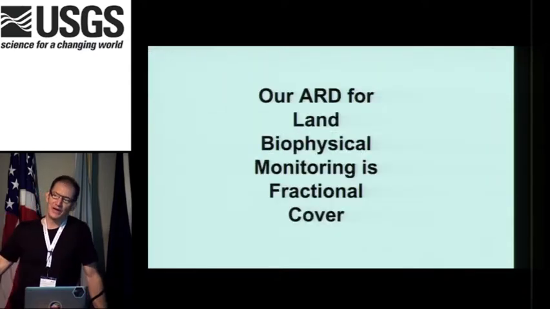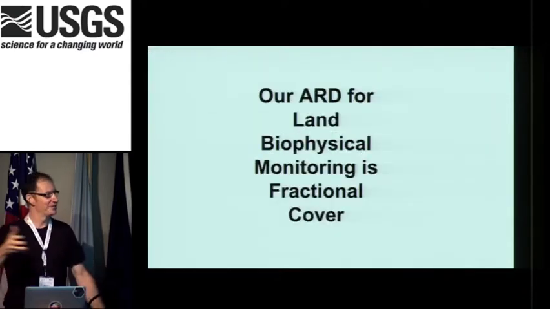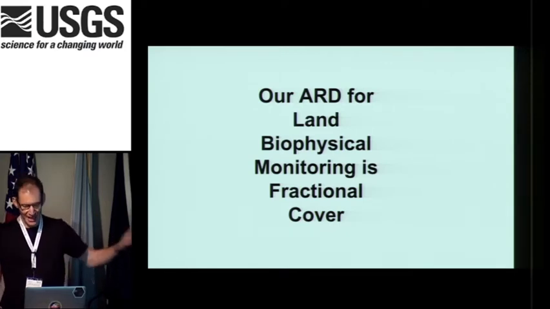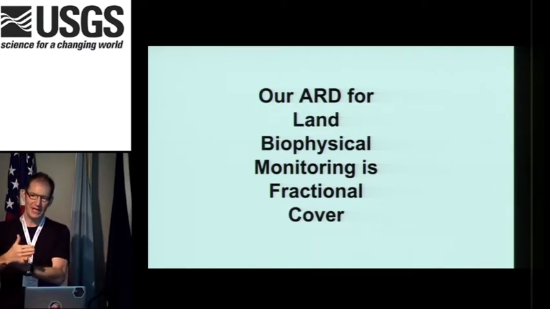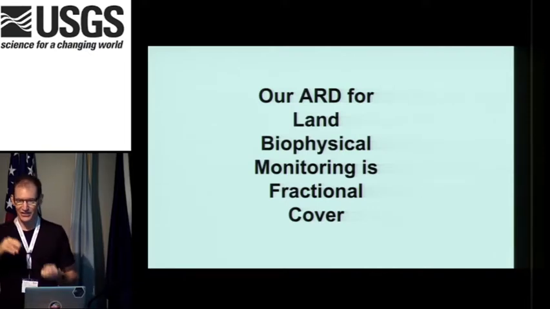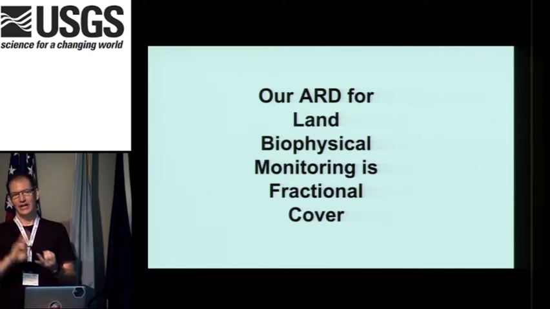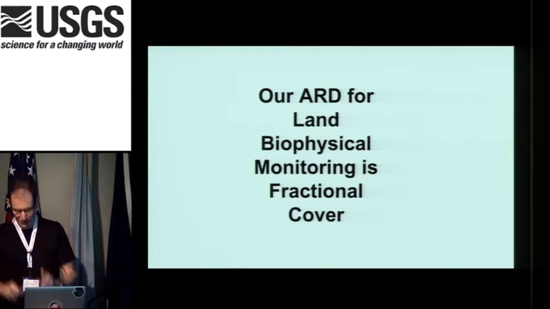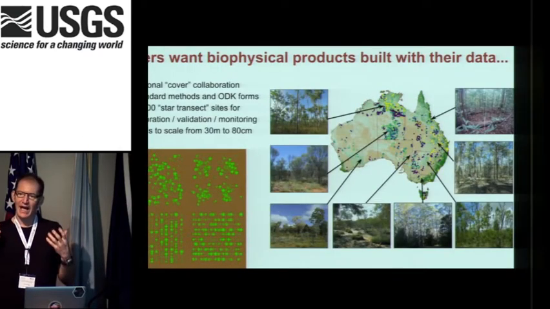But okay, so we've got our imagery. That's kind of cool. I've glossed over that, but everyone's talked about that all day. For the stuff that we do, our analysis-ready data is what we call fractional cover. It's the proportion of green, non-green, and bare ground in any given pixel. So how do we do that?